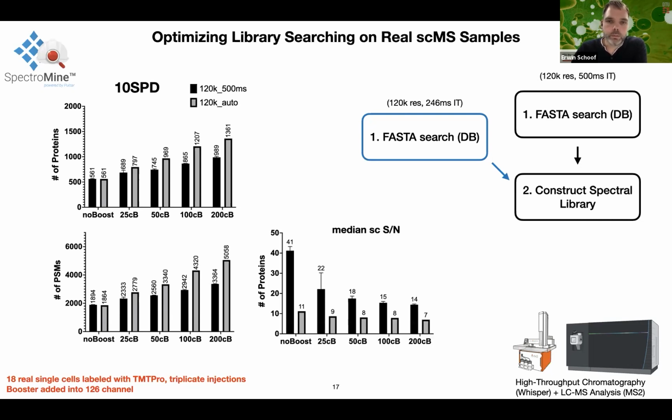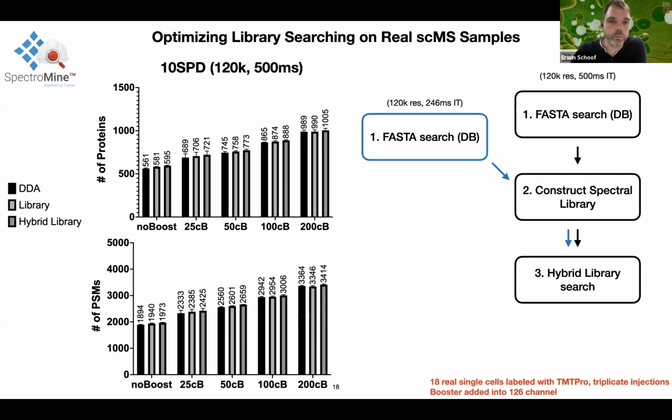We also wanted to show that the single cell signal to noise is really worse at these low injection times. So I wouldn't recommend this for the actual single cell quant, but for building a spectral library and more like a hybrid library, we just wanted to explore whether this could boost our identification rate even more. And luckily, this was indeed the case.